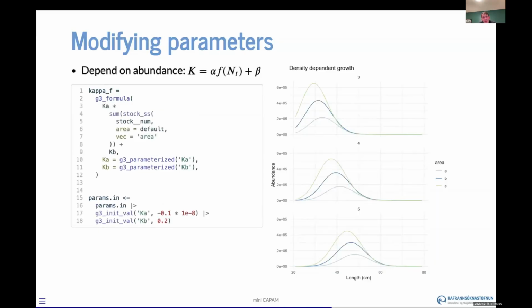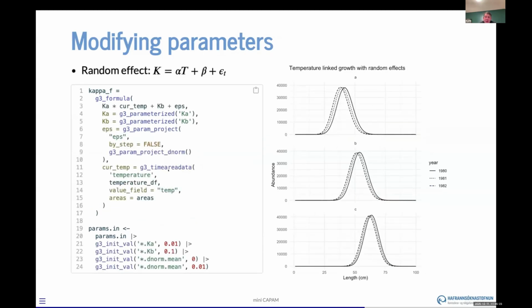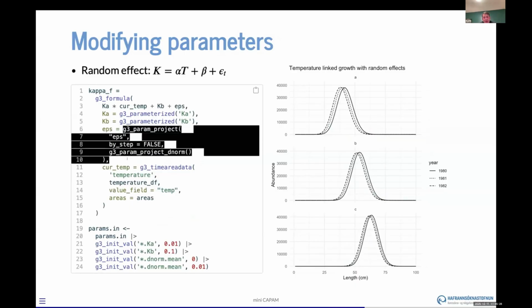You can also have density dependence in growth. So as the fish population within an area is bigger, you can have the growth dependent upon that, so you can have a reduction in growth, stunted growth, as the density is bigger. And also you can add random effects to all of these things. Basically you would set up a parameter like that, and this tells you that this epsilon here would be normally distributed.